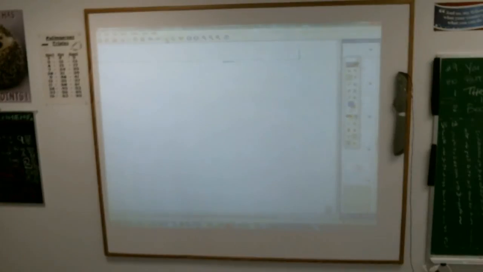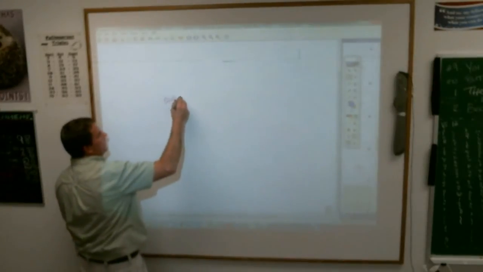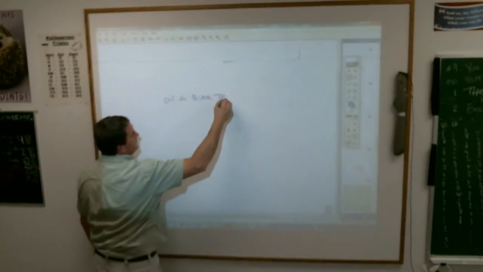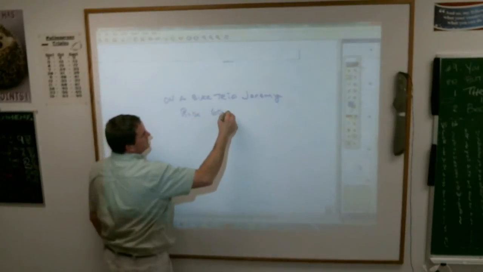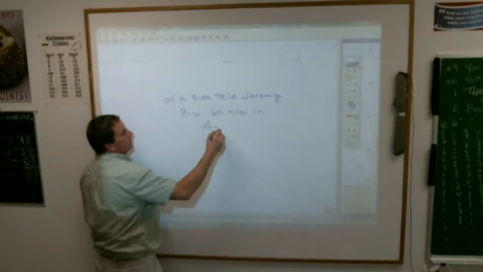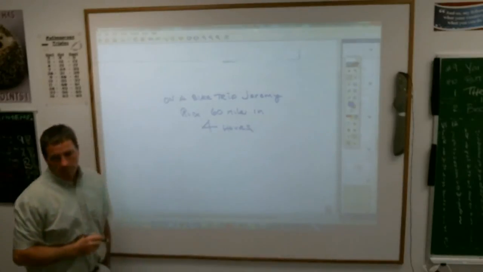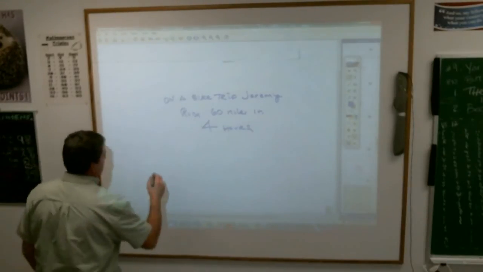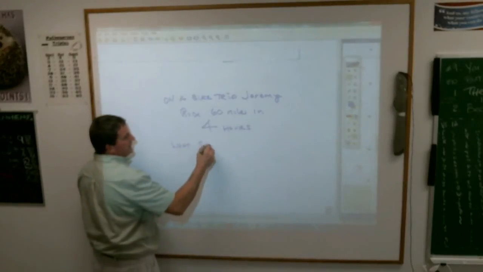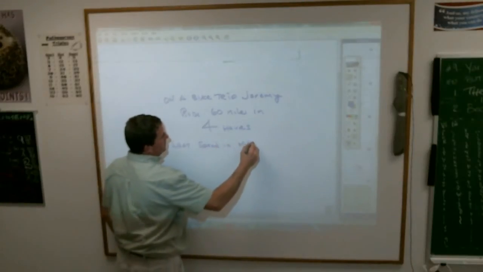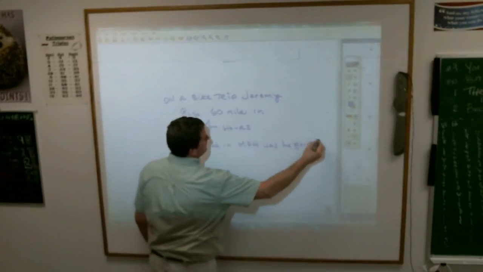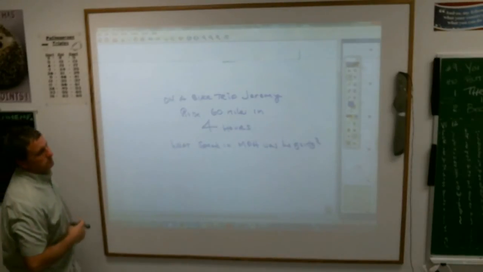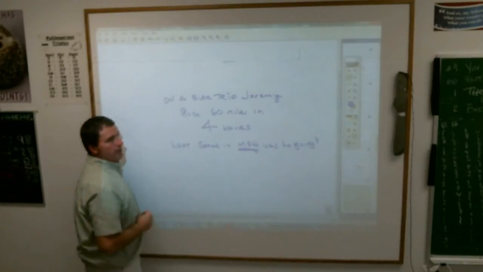Write down this one last problem here. On a bike trip, Jeremy rode 60 miles in 4 hours. What speed in mph was he going? So we're looking for that ratio of miles per hour.